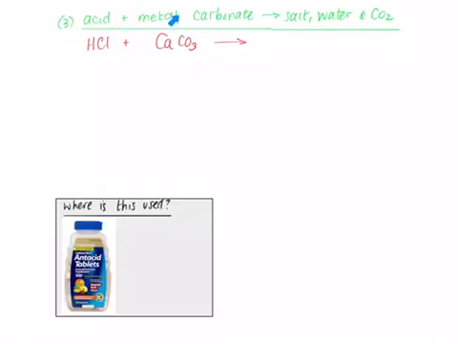Acid plus a metal carbonate. So a metal carbonate is the cation of a metal, i.e. a positively charged metal ion, with carbonate, CO3. And the charge on a carbonate ion is 2-, goes to a salt plus water plus carbon dioxide.